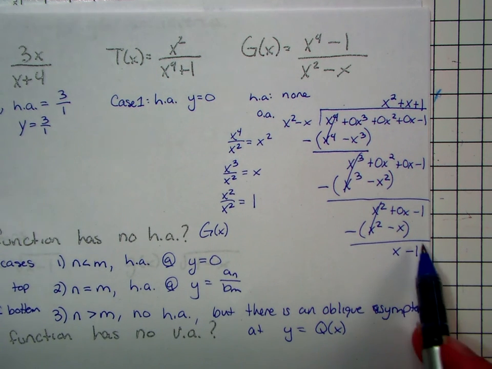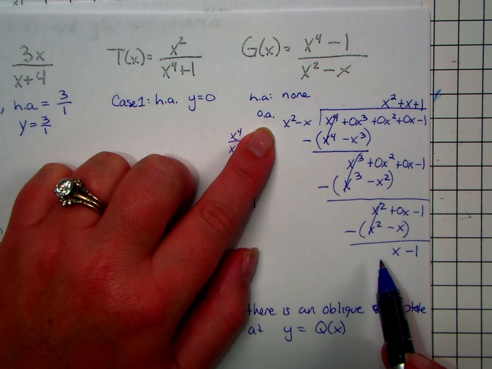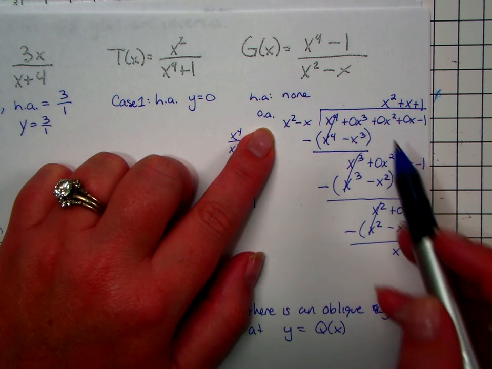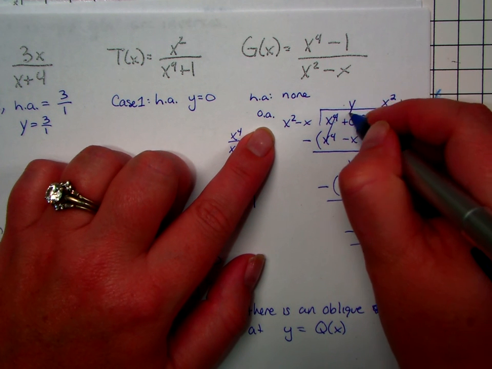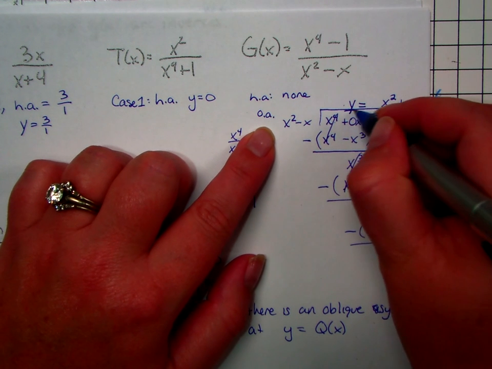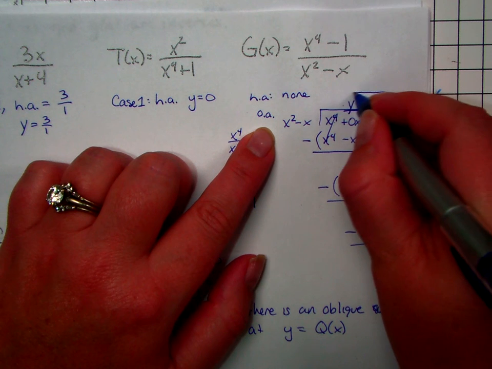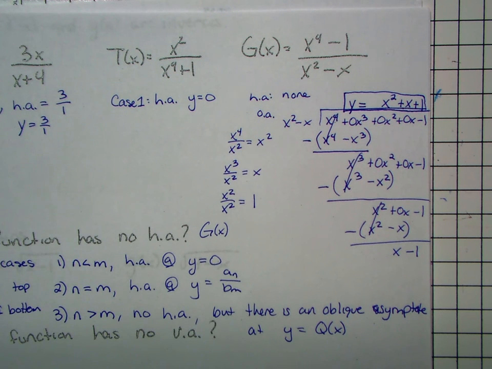This right here is the remainder because it's 1 degree less than the divisor. But remember, the oblique asymptote doesn't care what the remainder is. It just wants the quotient. So up here, I'm going to write y equals, and I'm going to box this quotient off. This would be our oblique asymptote, x squared plus x plus 1.